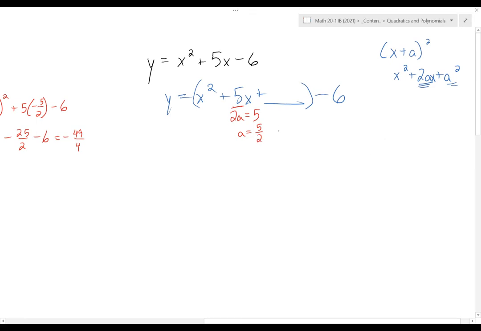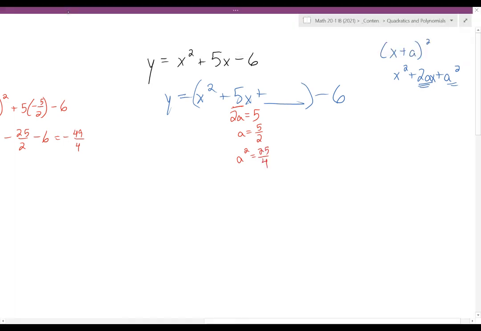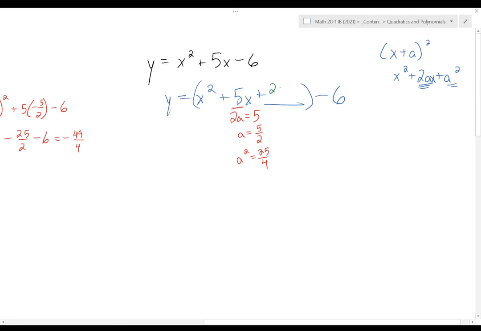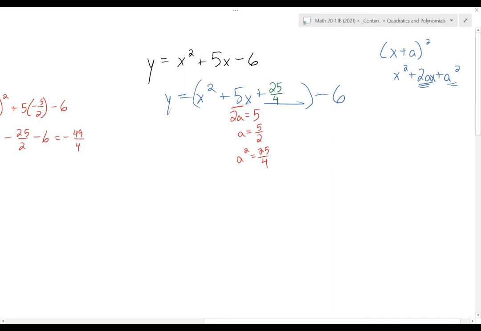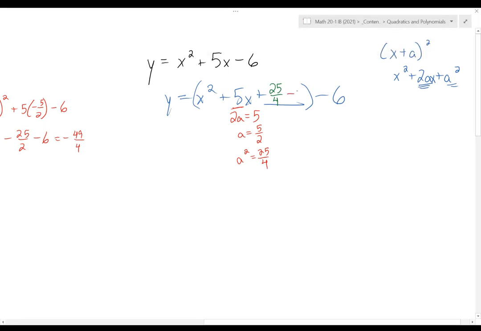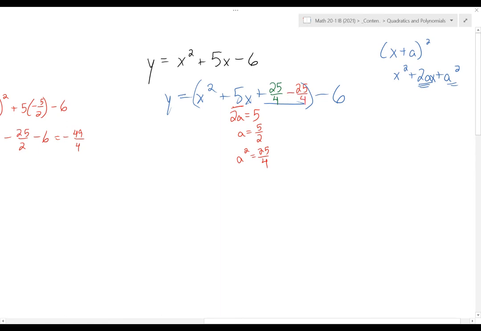This means that a squared is 25 over 4. So what it's going to take to make this a perfect square is not to minus 6, it's to add 25 over 4. But I can't just add 25 over 4. That changes the function. So I have to subtract 25 over 4 to keep it balanced.